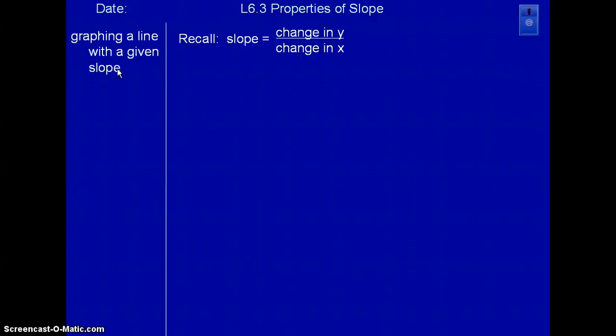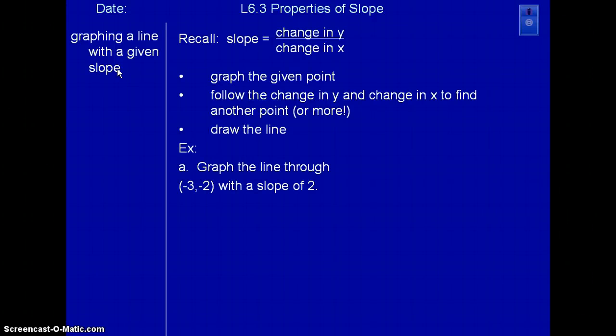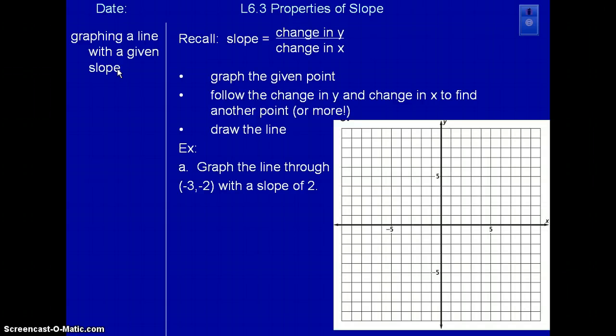So if we're being asked to graph a line with a given slope, it's actually pretty easy to do. It's just a few different steps. We graph the given point, and then we follow the change in y and the change in x to find another point or more, and then draw the line. So an example of this would be to graph the line through -3, -2 with a slope of 2. So here is a piece of graph paper for us to go ahead and get started.